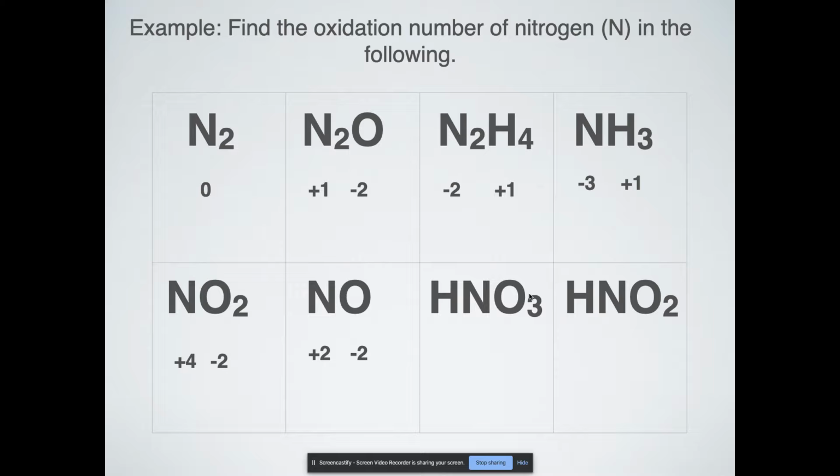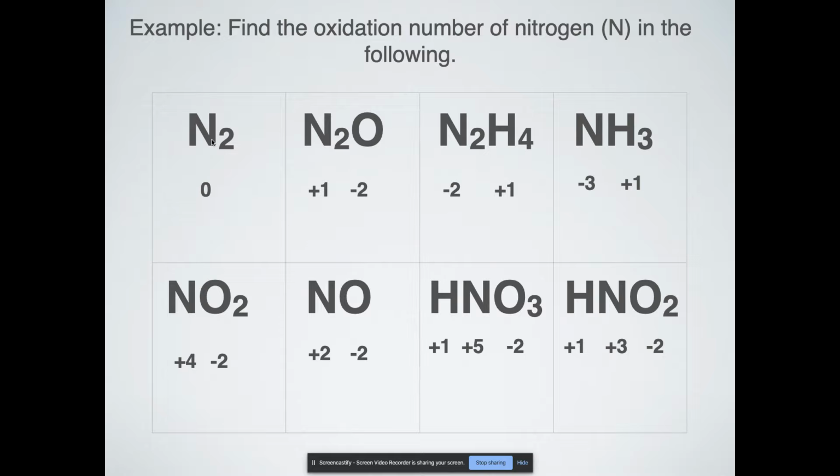What about nitric acid? So I have right here a -2. That's a -6 overall. Now this is a +1, so that's a +5 overall, which means that now I need a +5 for my nitrogen in order to balance it all out. Same thing here, right? I've got a -2, that's -4 then overall. I've got a +1 though, okay? Which means this would have to be a +3 in order to balance everything out.